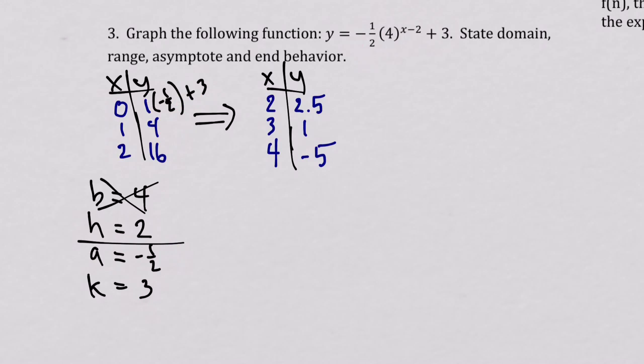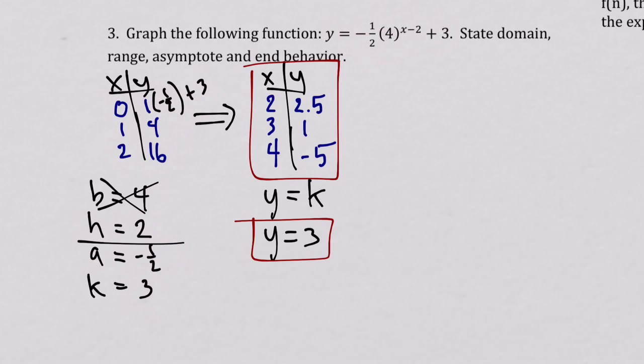In order to graph it, you also need to know what the asymptote is going to be. Since this is an exponential function, it's going to be a horizontal asymptote, y equals k. In this case, k is 3, so there's a horizontal asymptote at y equals 3. This is the table of values you're going to plot. Use that, and then you should be able to graph the graph yourself.